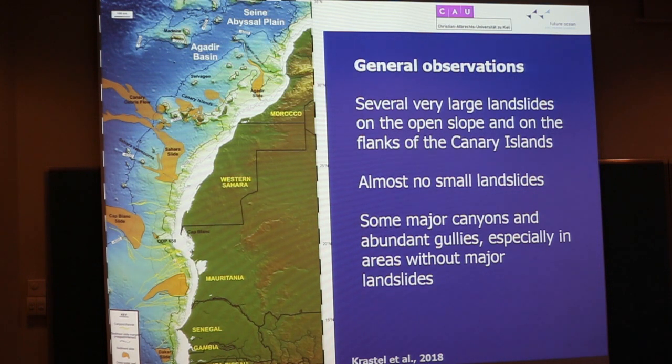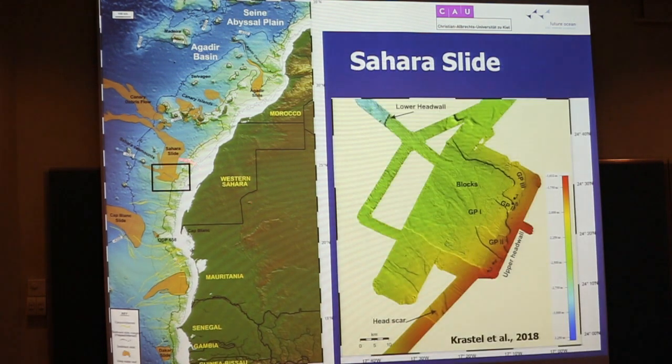I can't guide you through all of these landslides, it would take too much time. Therefore, I picked out 2 examples. One example is the Sahara slide, a very large landslide with a runout distance of about 800 to 900 kilometers, from here to here. The second example will be the Agadir slide, an area where we were quite recently. But let's first have a look at the Sahara slide.